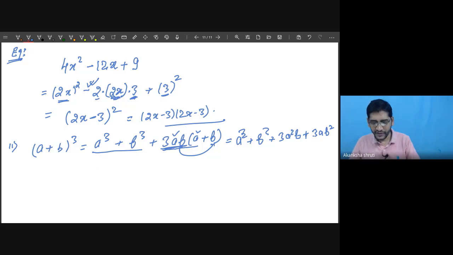Okay, student? You can remember it in any way, but you have to take proper care to avoid confusion. So this is for the plus.